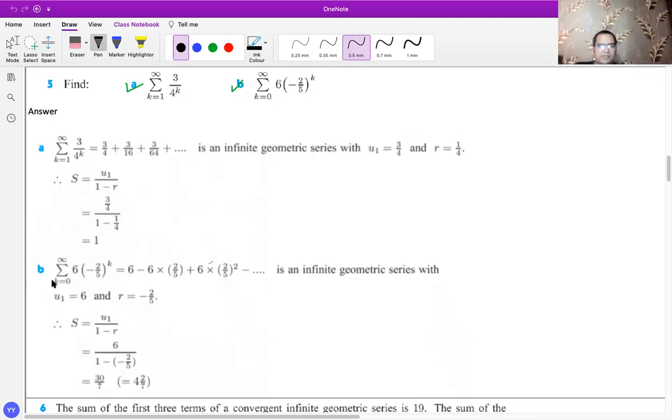And similarly for the second one, when you take k as 0 to infinity, here I don't start with k as 1. You have to be careful that you're starting from 0. So plug in k as 0, k as 1, k as 2, and so on, and you get the sum. u1 is 6 and the ratio is negative 2/5 because it's alternating plus, minus, plus. So the ratio is negative 2/5. And just plug in the formula to get the sum to infinity.